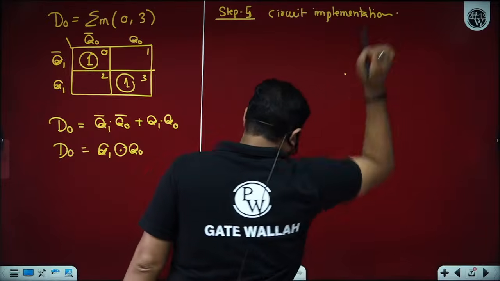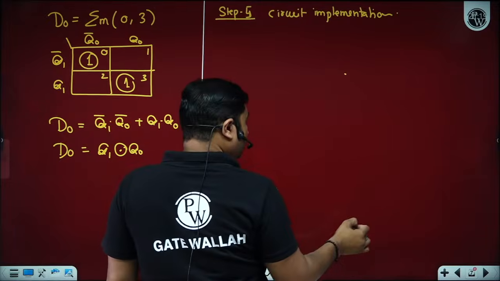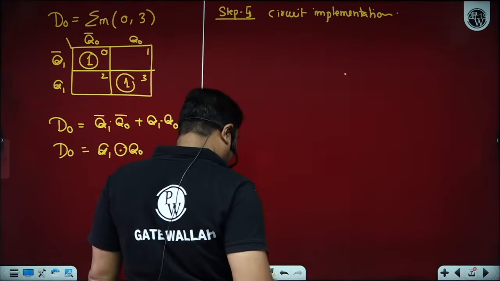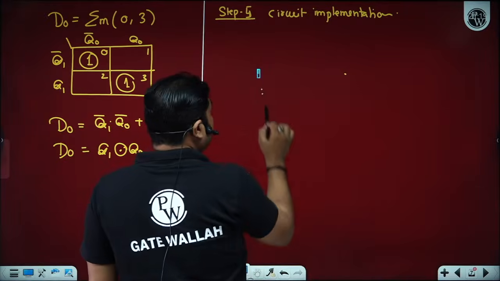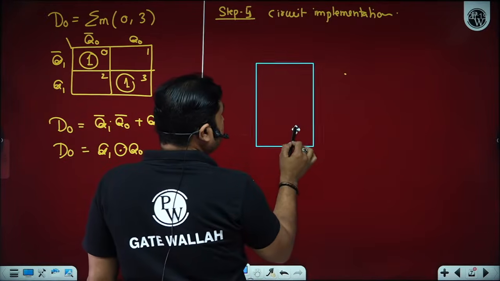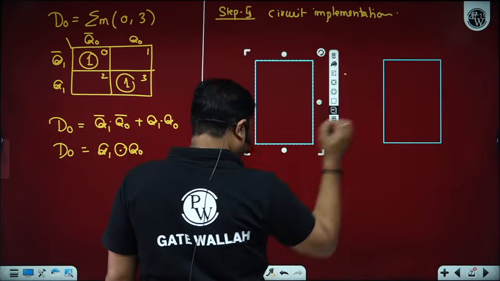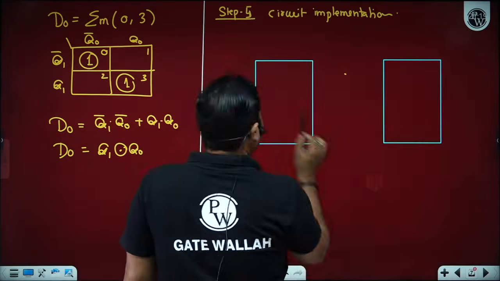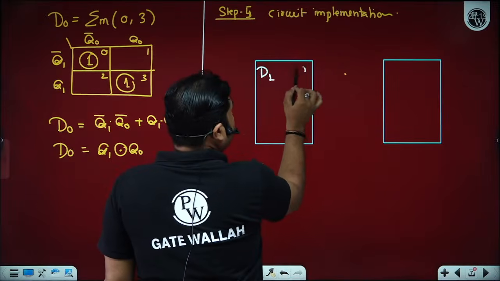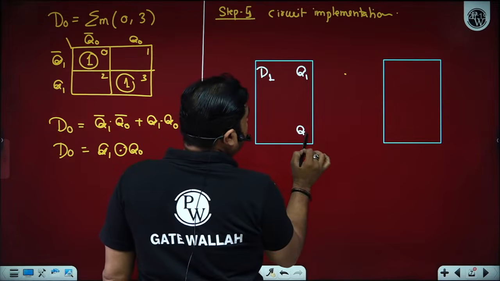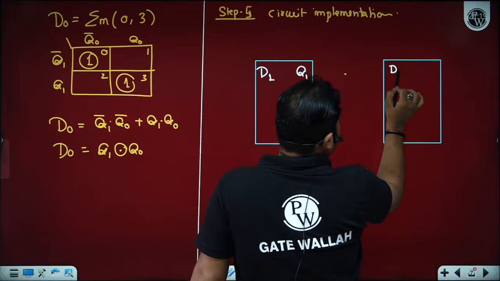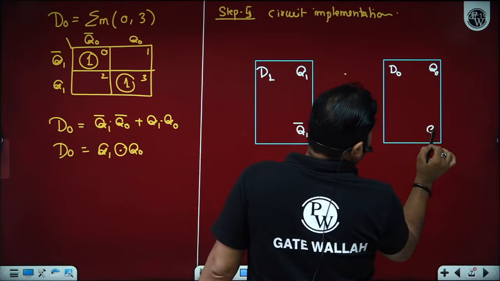If we talk about circuit implementation, we have two D flip-flops, one and another one. Okay? Yes, sir. So I am using D1, Q1 complement, D0, Q0 complement.